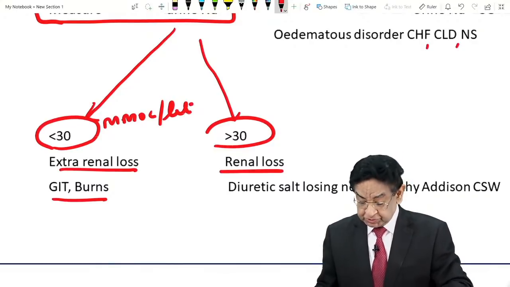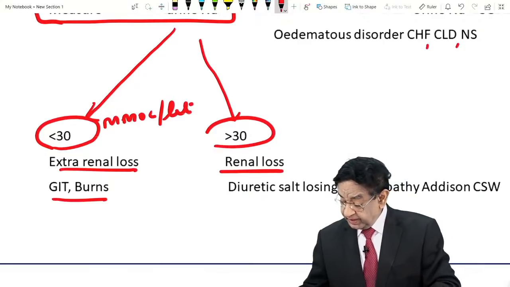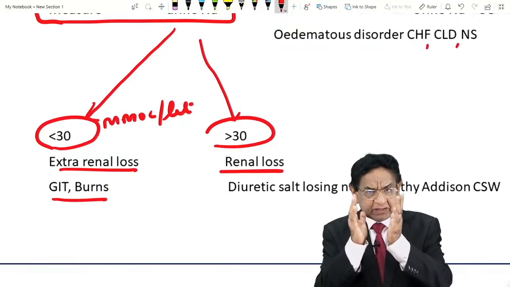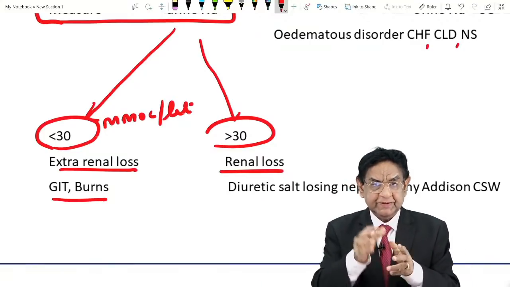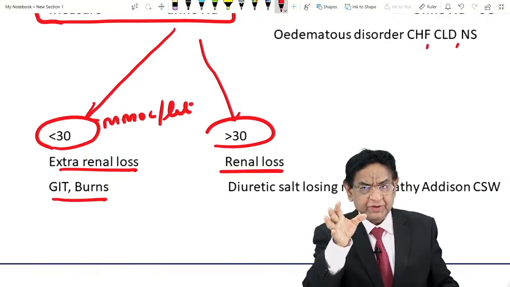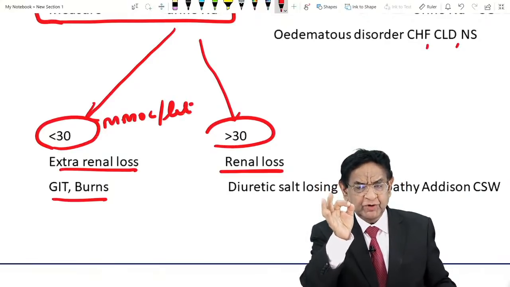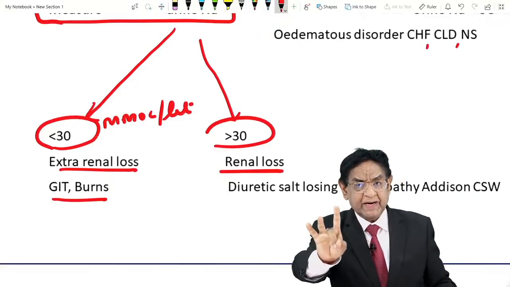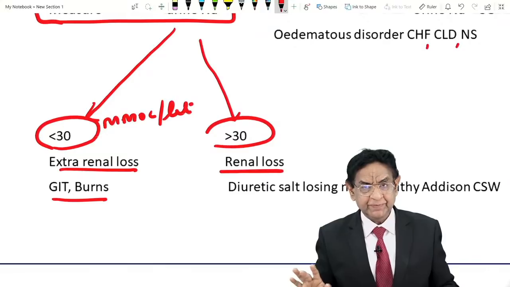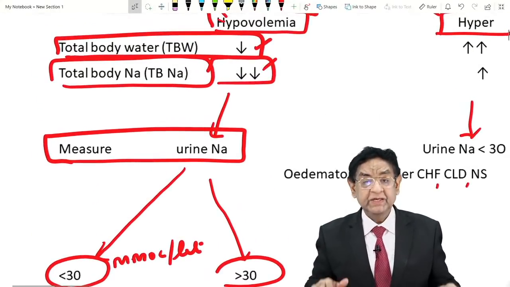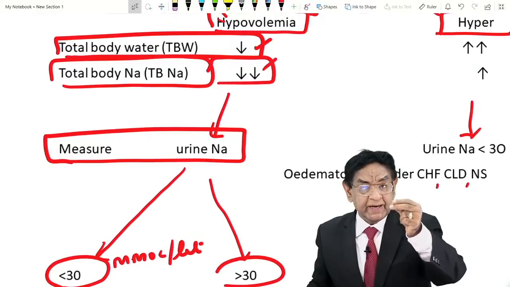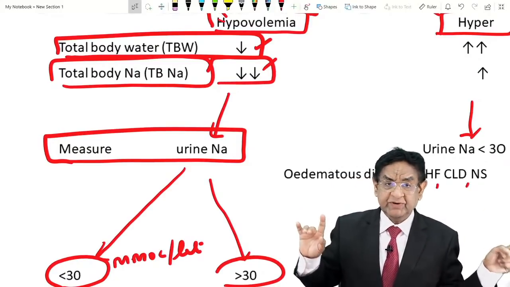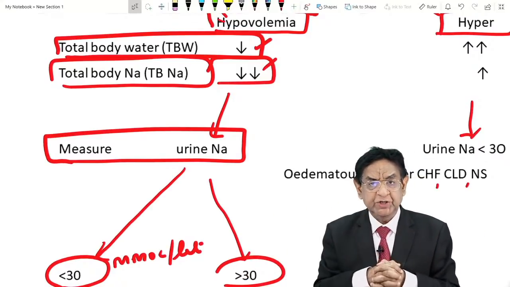Got it? So if I have to tell you the summary of the hypovolemia, the first point is, now you answer the question. What you will look for is the tongue. Tongue will be dry. Simple dry tongue, you are dealing with hypovolemia. So in hypovolemia, what are the two main routes with hyponatremia? One is GIT, one is kidney. What you will check? Urine sodium.